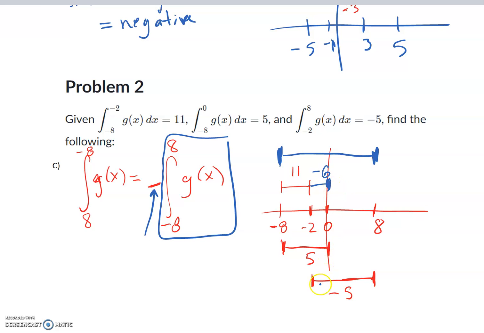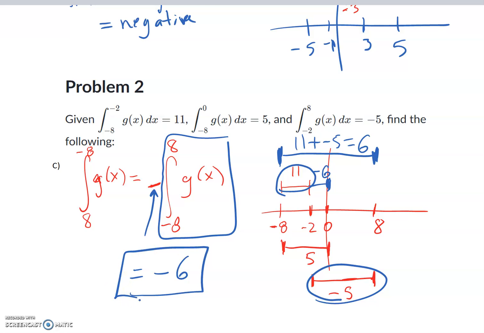And then I don't really even need that for this question, because if I look at 11 and negative 5, that covers the entire region from negative 8 to 8. So altogether, I know that this will be 11 plus a negative 5. So from negative 8 to 8, we have 11 plus a negative 5, which is a positive 6. But what's true here is that I have to make it opposite in sign. So it's going to be negative 6.